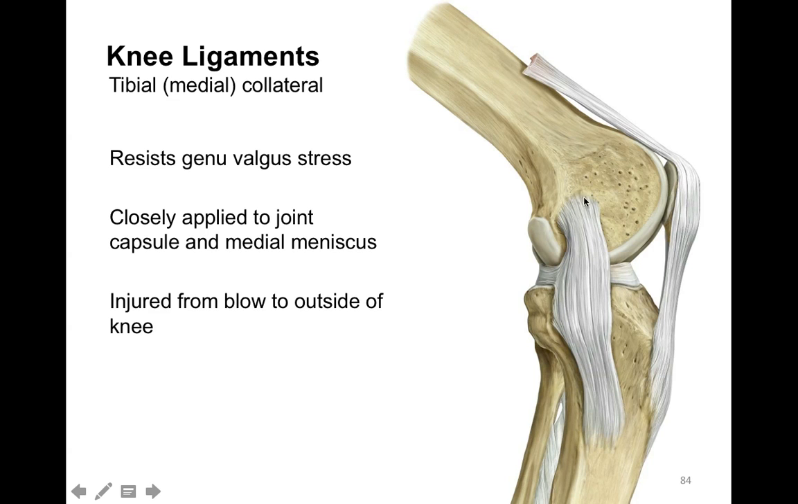So the tibial collateral ligament is located on the medial aspect of the knee joint. It is closely applied to the joint capsule and the medial meniscus. So injury to the medial collateral ligament will typically result in injury to the medial meniscus, and this injury is typically acquired from a blow to the outside of the knee. So this is a medial view of the knee. So picture the forceful blow coming from behind the knee in this image on the other side of the screen, coming out toward you, blasting into the lateral aspect of the knee, putting tension on the MCL, rupturing it.